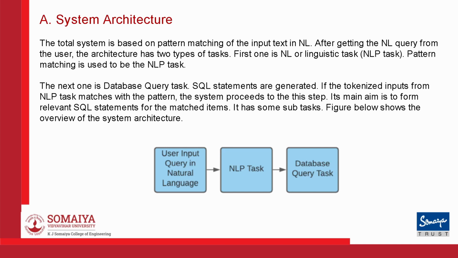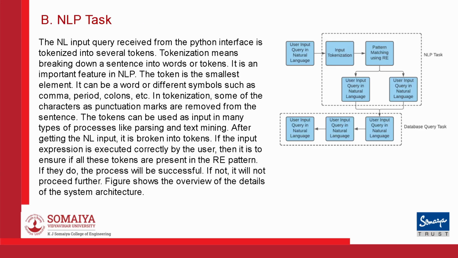Now let's start with system architecture. The total system is based on pattern matching of the input text in natural language. After getting the natural language query from the user, the architecture has two types of tasks. First one is the natural language or linguistic task. Pattern matching is used as the NLP task. The next one is the database query task. SQL statements are generated. If the tokenized inputs from the NLP task match the pattern, the system proceeds to the next step. Its main aim is to form relevant SQL statements for the matched items. It has some sub-tasks as well. As you can see, the figure below shows the overview of the system architecture.